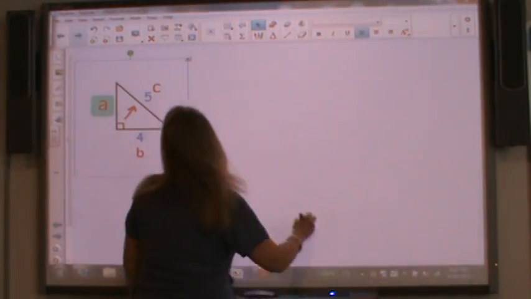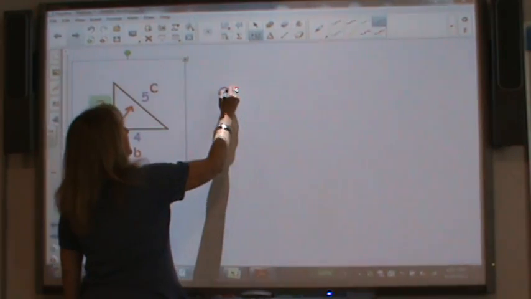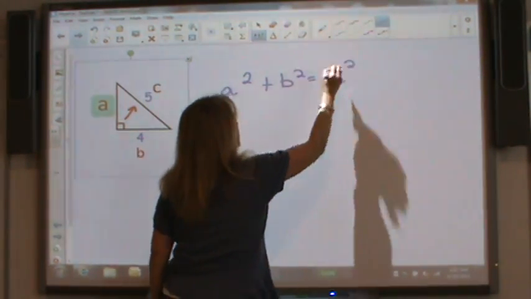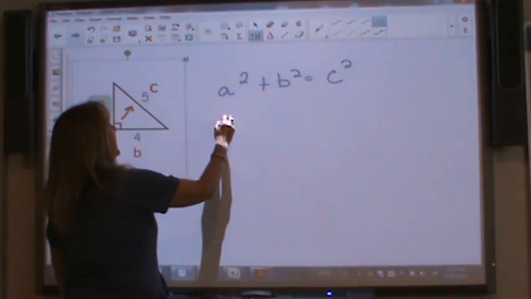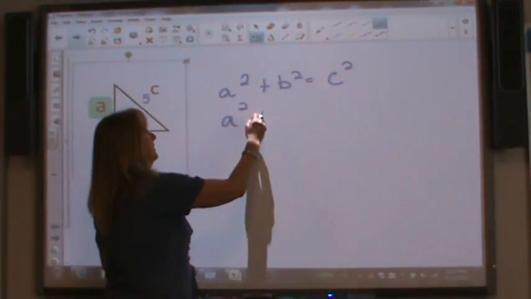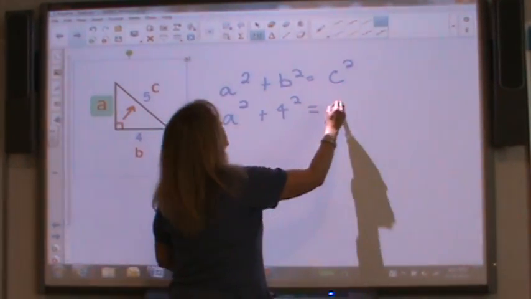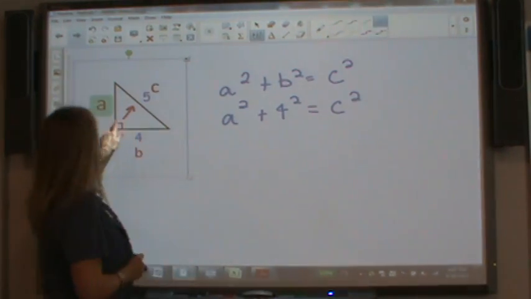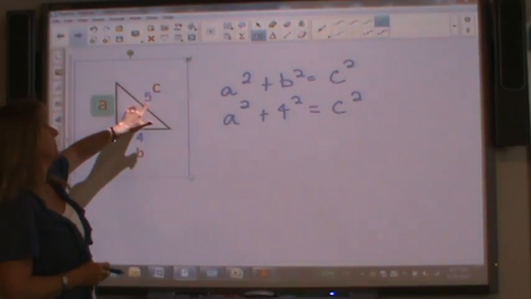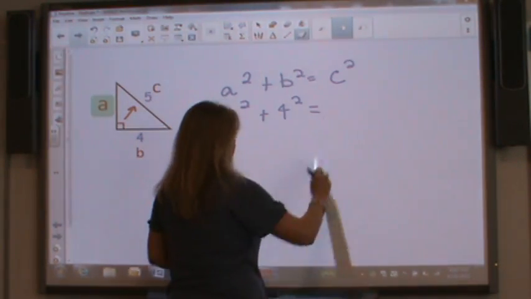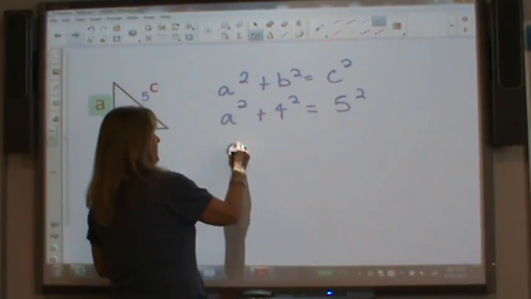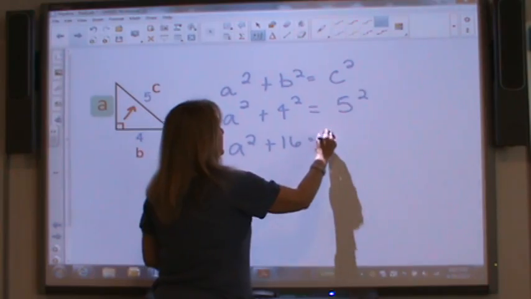So as I look, I say that my formula is a squared plus b squared equals c squared. I always write my formula first, and then a squared, I don't know what that is. I don't know what my a is, but my b is 4. So it's 4 squared equals c squared. Across from my 90 degrees is always my hypotenuse, which is what my 5 is. So I'm going to make that a 5 squared. Okay, and doing the math, a squared plus 16 equals 25.